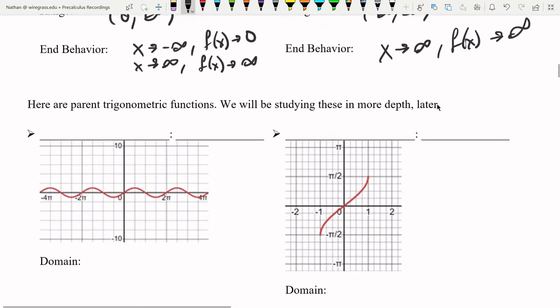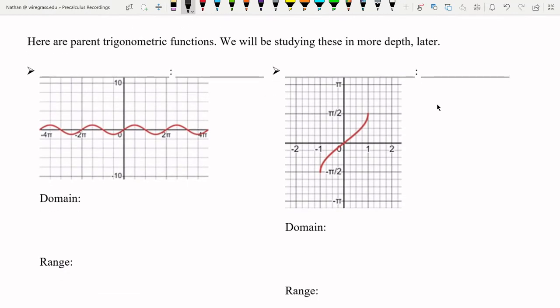So those are the basic parent functions. The next set I'm looking at here are what are called trigonometric functions. We're going to look at these more in depth, but for now, we're working with the regular ones. I just wanted to show these because this is all the parent functions. This first one is the sine function. It looks like this.